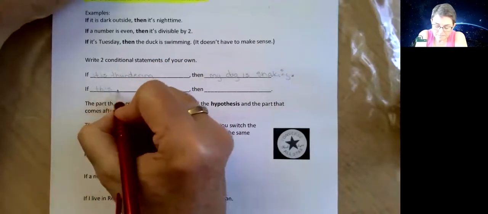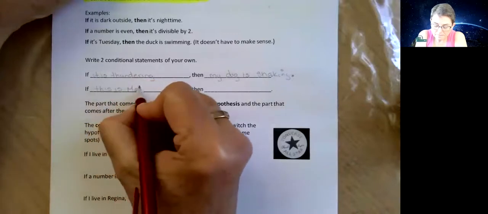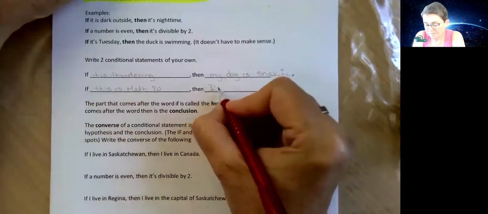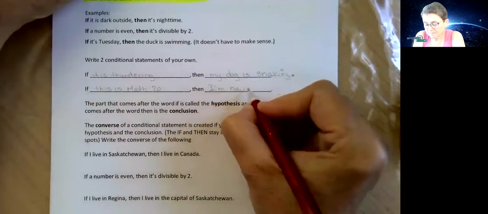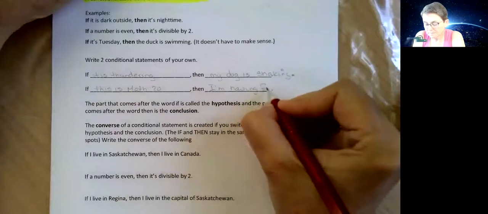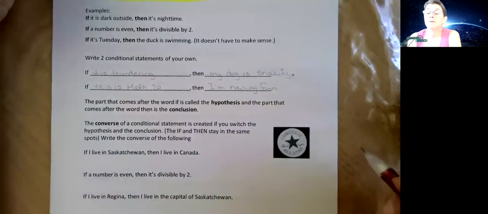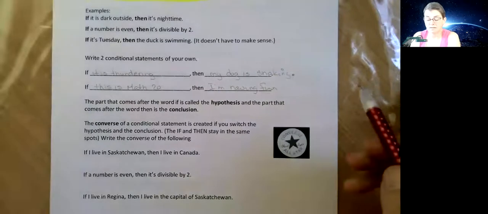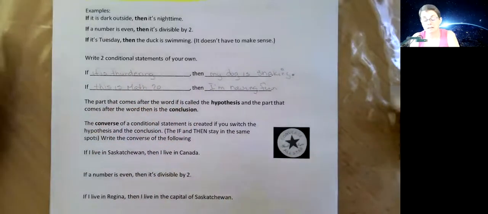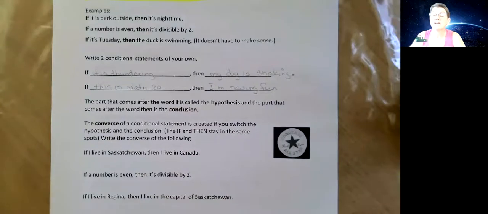If this is math 20, then I'm having fun. It doesn't matter what you write. If I ask you to write a conditional statement, you go if something or other, comma, then something or other. It doesn't even have to make sense. I look for the if, and I look for the then. That's it.